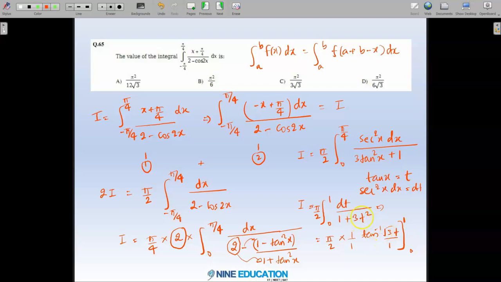And since this is 3t square, the coefficient of t will be root 3. I have to make this 1 as root 3 in the denominator, so 1 by root 3 must be there. So this is pi by 2 root 3. And if I put the value of the upper and lower limits, tan inverse root 3 is basically 60 degrees, which is pi by 3, and tan inverse 0 is 0 only. So this is pi square by 6 root 3, which is option number D.